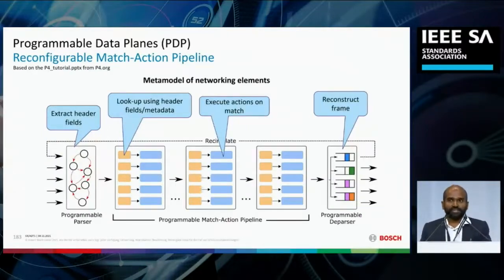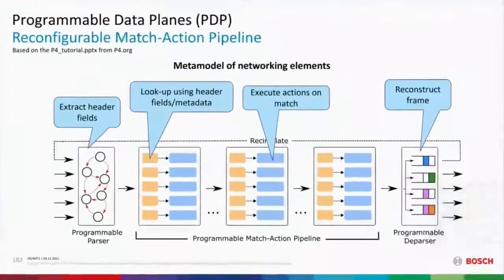So programmable data plane technologies have now been introduced in data center networking for quite some time, and they have basically two aspects. The first one is a meta model of how the data plane processes the packets, and that's what you see in this slide here. The processing pipeline for packets starts with a programmable parser. A packet that comes in is parsed by this programmable parser, which is implemented as a state machine, and the header fields of interest are extracted.